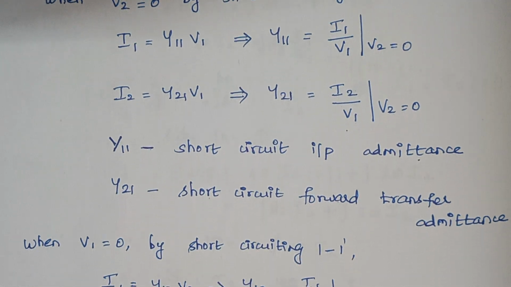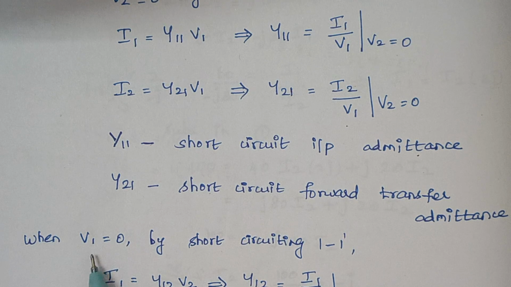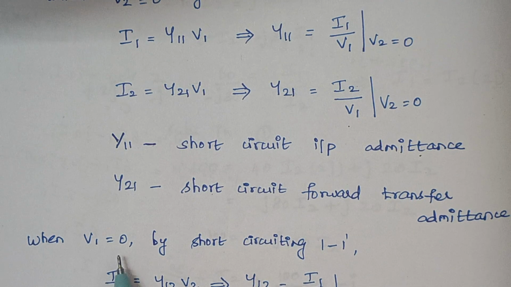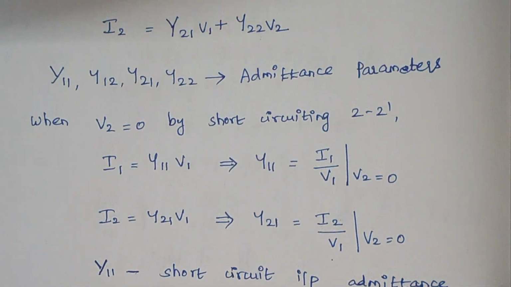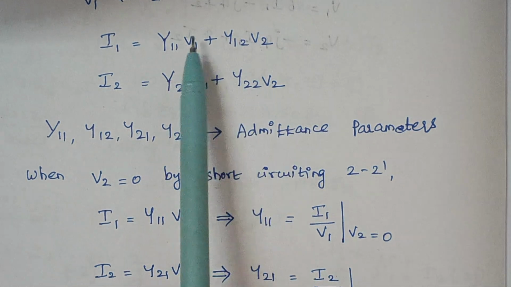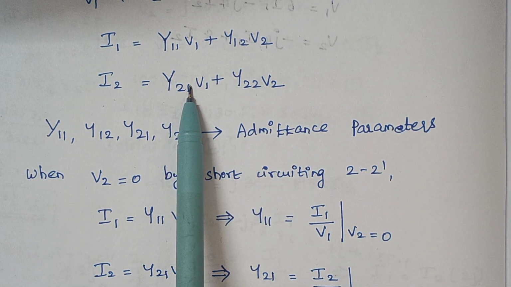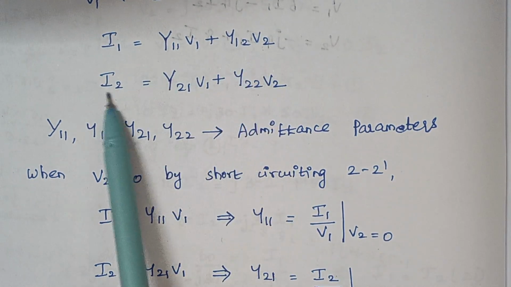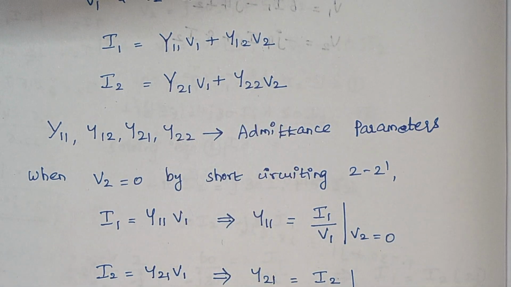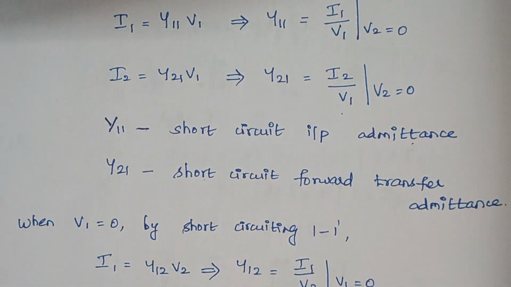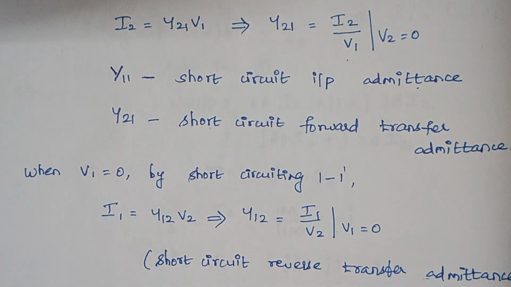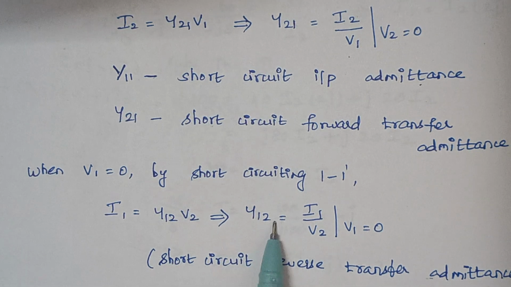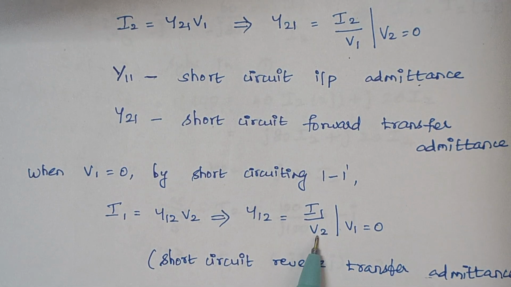Now we are going to short circuit the input side. Whenever the input side is short circuited, the respective voltage there is V1. So here V1 is made 0. When V1 is made 0, again when you look at these equations, these two terms will be equal to 0 and the remaining terms will be I1 equal to Y12 V2 and I2 equal to Y22 V2. So when V1 is made 0, the value of I1 is Y12 V2. Therefore, Y12 is equal to I1 by V2, right?